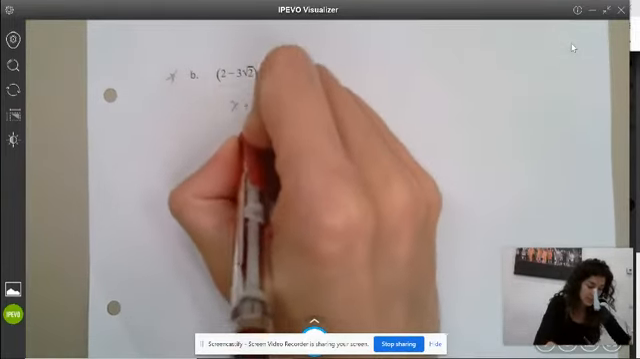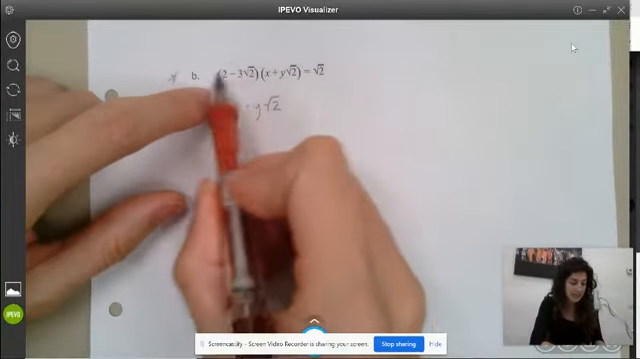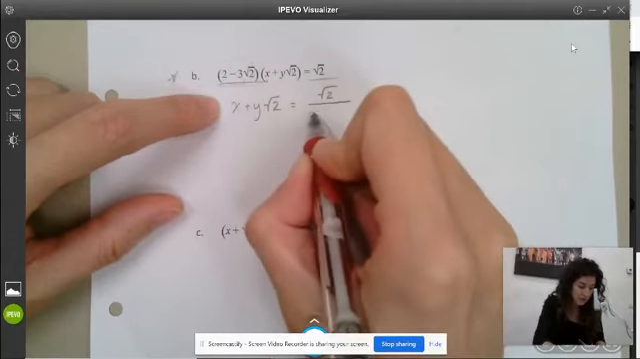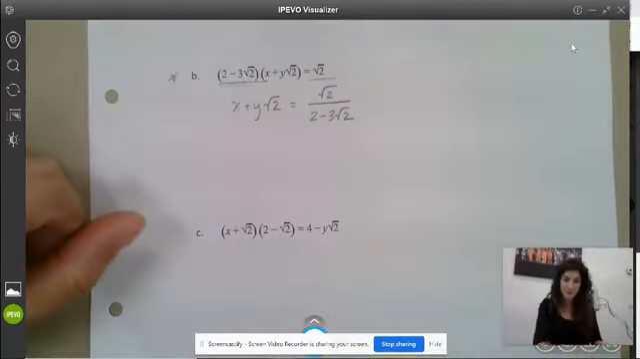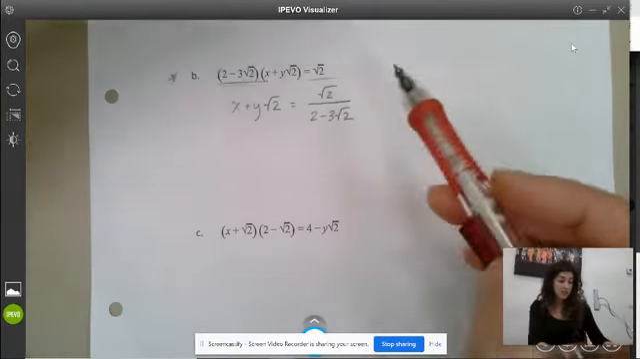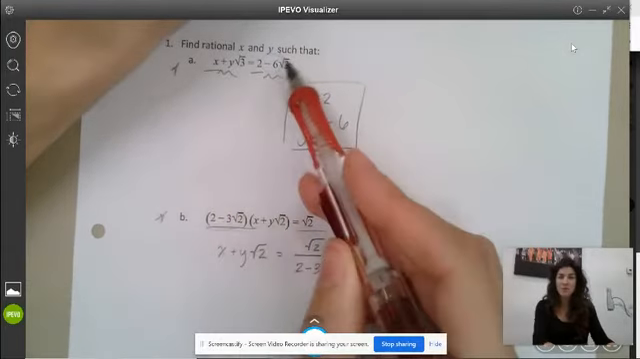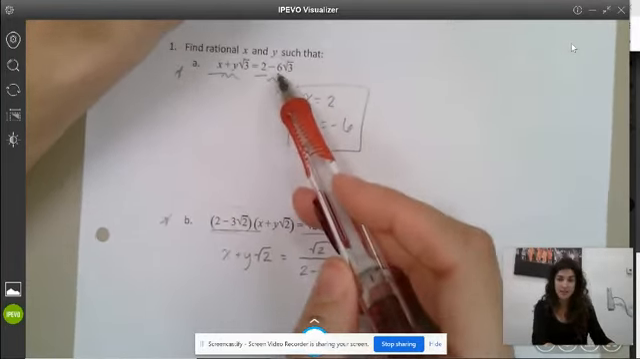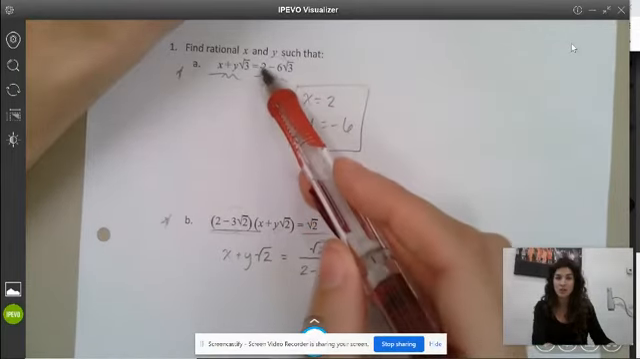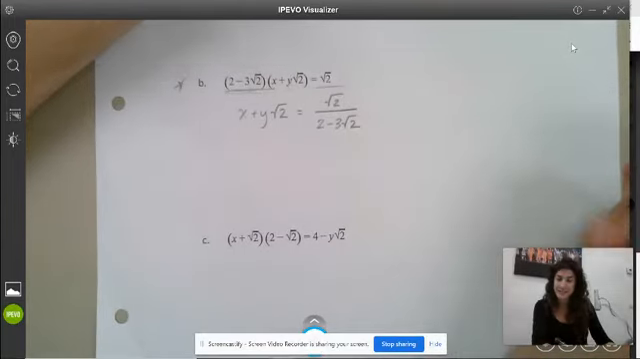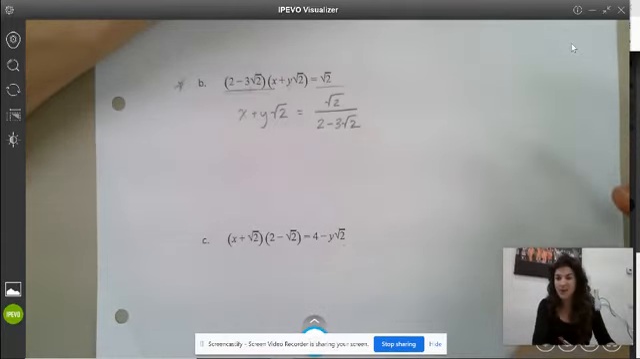Okay, so I get x plus y square root of 2 by taking this and dividing it on both sides. I end up getting the square root of 2 divided by 2 minus 3 square root of 2. Now we have this thing alone on one side, like in our previous problem, but we don't have an a plus b square root of 2 situation over here where we can start combining like things. We've now got a fraction, and we really don't like that fraction being there because it's complicating things. So how would we simplify this fraction? How would we get rid of this fraction?